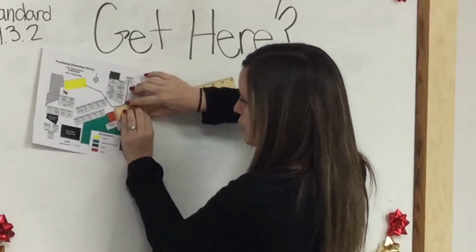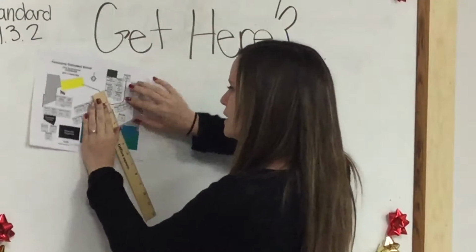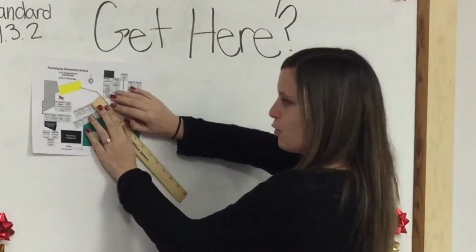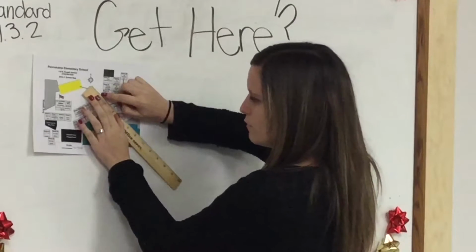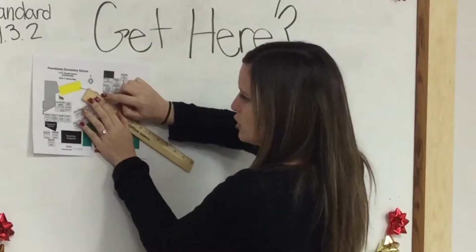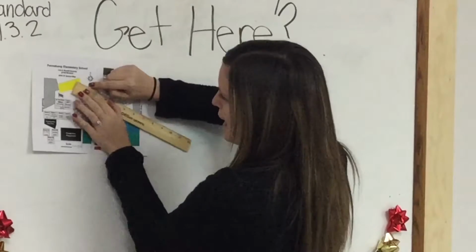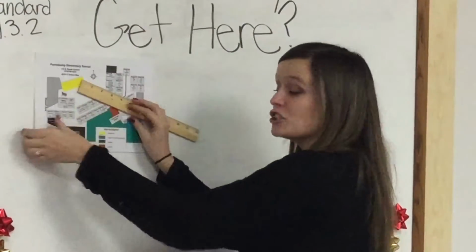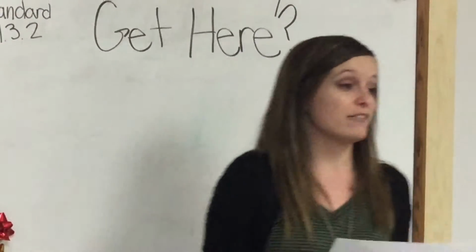Let's count together. Here's 3 inches, and 4 inches. And I'm going to pick up my ruler and leave it where I left off. 5 inches. And about 1/2 inch. So that would have been 5.5 inches.